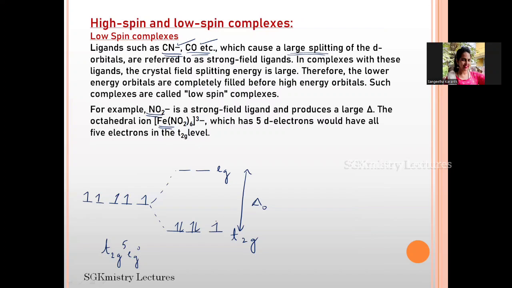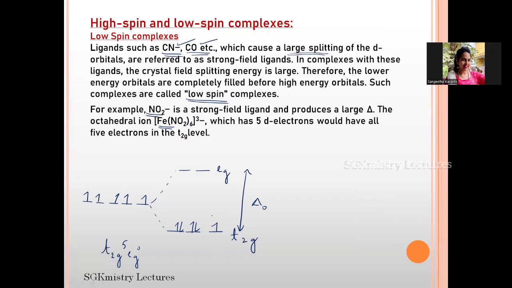Such complexes are called low spin complexes. You can see that the number of unpaired electrons present here is only 1. In such low spin complexes, the number of unpaired electrons is lower. You can remember it this way, so that it is easy for you to understand as well as to remember.